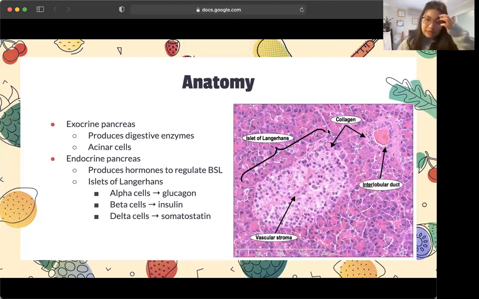The endocrine pancreas, on the other hand, think about endocrinology, hormones, right? So we're going to be releasing hormones into the blood, namely to regulate blood sugar levels. So we want to really focus on the alpha and the beta cells in the islets of Langerhans. The alpha cells secrete glucagon, and what glucagon does is it will help to increase blood sugar levels. And beta cells are stimulated to release insulin to lower blood sugar levels when blood sugar levels are high.